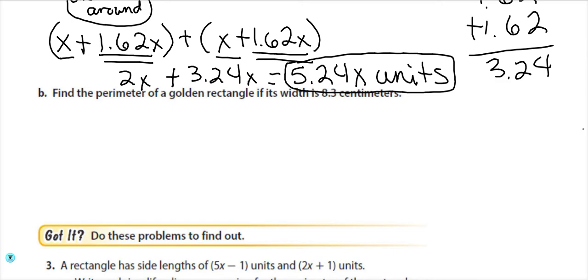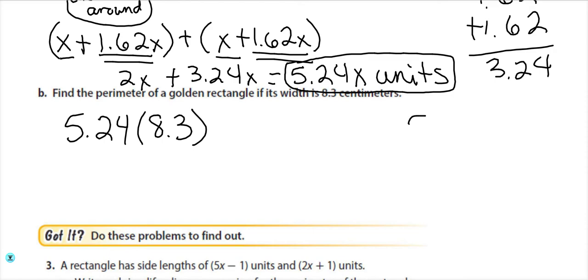Now we're going to find the perimeter of the golden rectangle if its width is 8.3. I always say that the width is the shorter part. So let's plug in here. Wait, oh sorry, nope, back up. I'm going to do it a different way, but that's going to take too long. So we know the whole thing is 5.24x, right? So let's just do 5.24 times 8.3. Sorry, I started to go the long way, and I realized that was going to be a lot of work. So let's not do it that way.